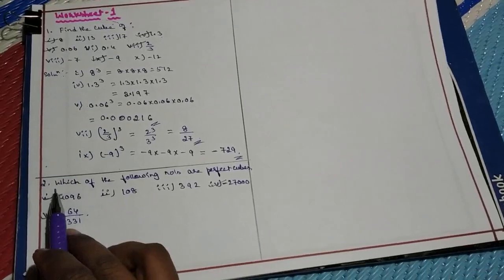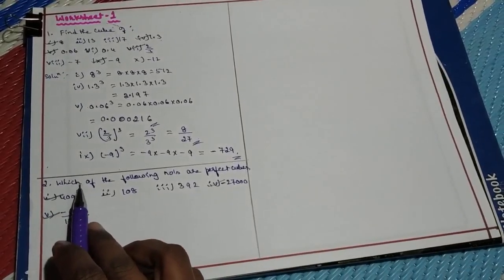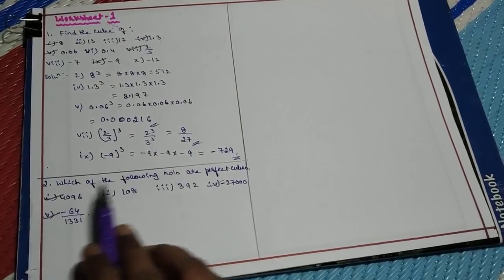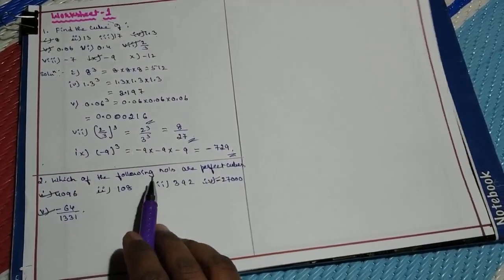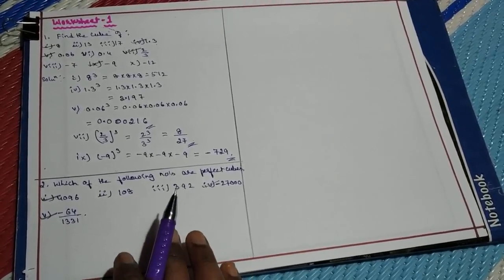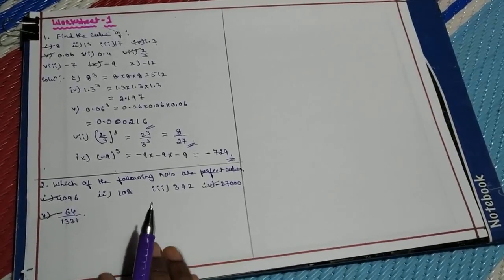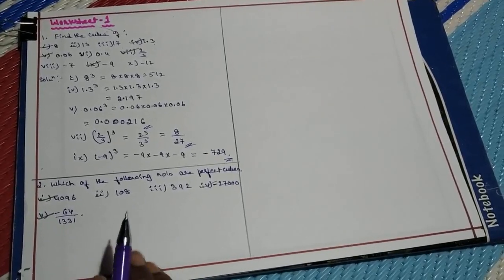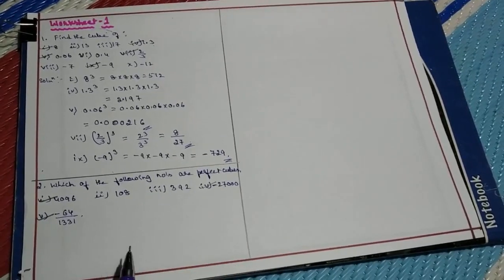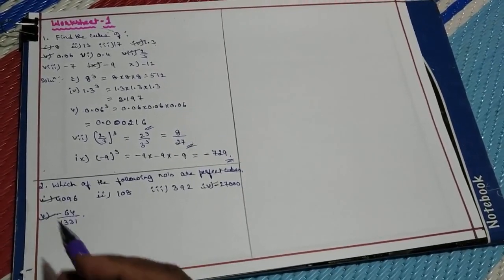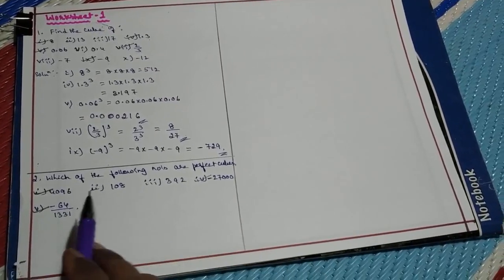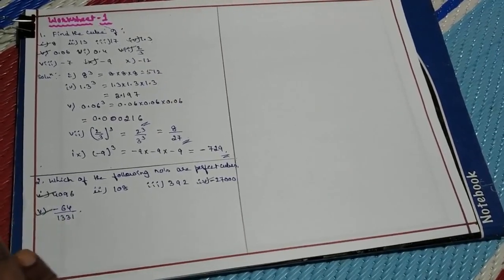So now moving to the second main question from the worksheet: which of the following numbers are perfect cubes? To check whether the given number is a perfect cube or not, we have only one method, that is the prime factorization method. After doing it, we have to see whether the factors are in triples or not. If all the factors are in triples, then the given number is a perfect cube. If any one factor is not in a triple, then the number is not a perfect cube.